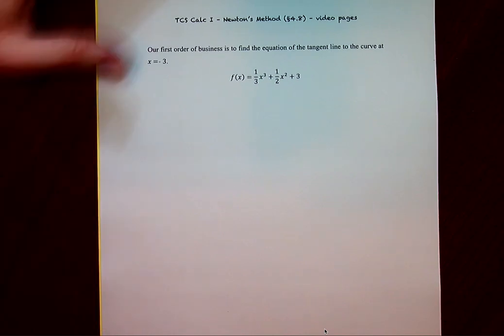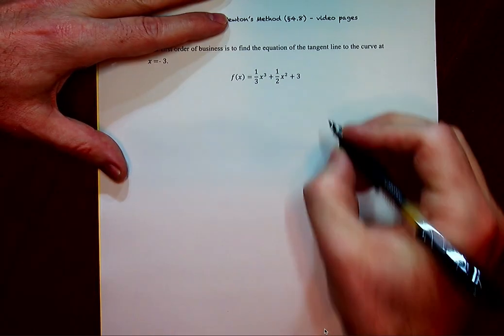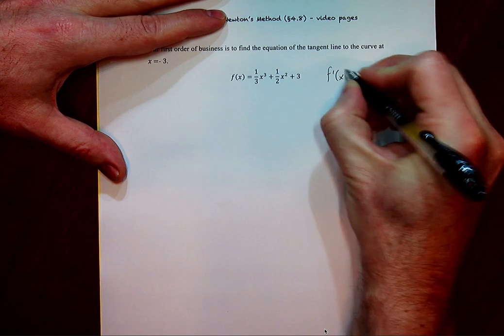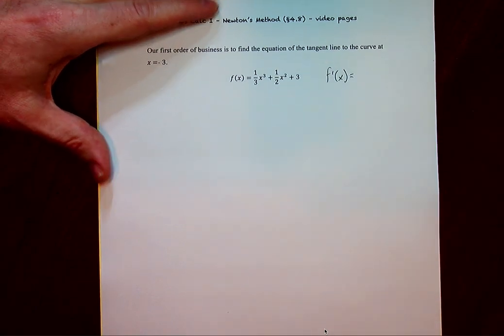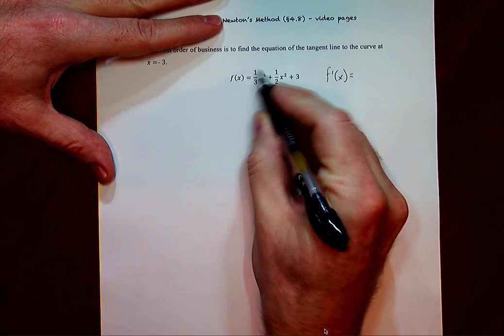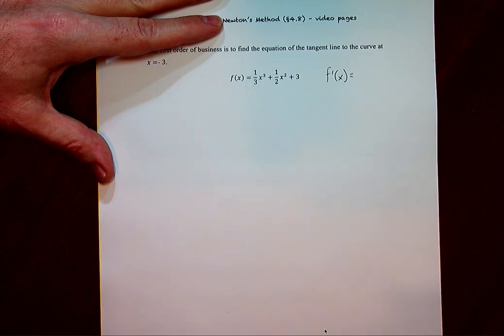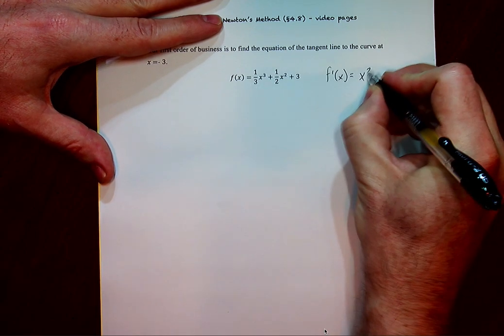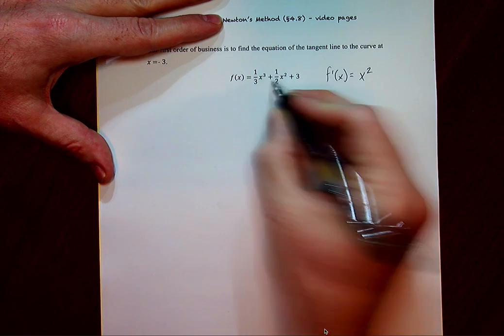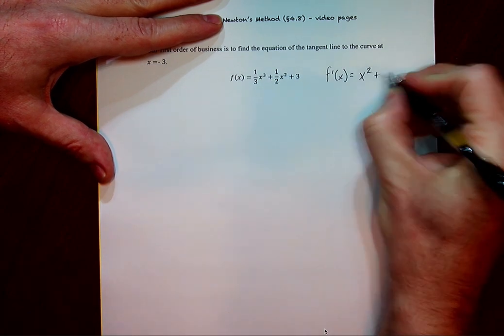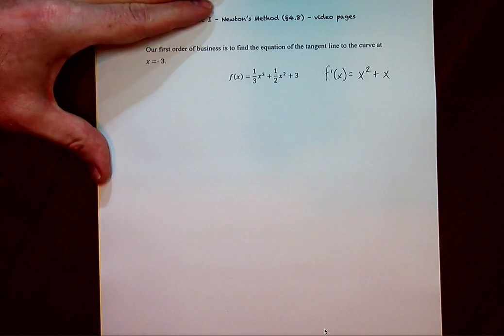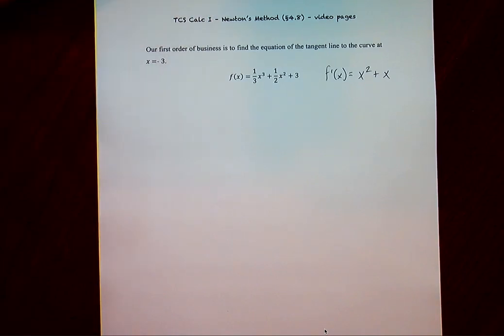Since we're finding the equation of a tangent line, let's find f prime, since we're going to need the slope at some point. When I differentiate the first term, the 3 that gets pulled down cancels with the 1/3, and I get x squared. The second term, the 2 that gets pulled down cancels with the 1/2, and I just get x. The derivative of the constant term is 0. Now remember, if I'm finding the equation of a line, I need two things, a point and a slope. Let's find the point and the slope.